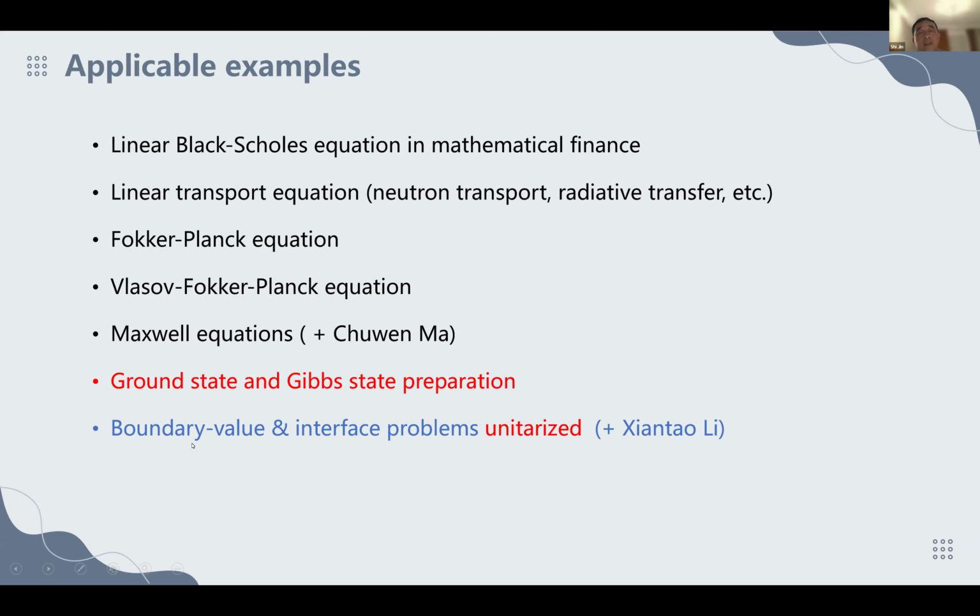And also, when you solve a PDE, you may have a boundary value problem or some interface problem. You have waves propagating through different media. And of course, usually the boundary value operators are not unitary operators. But we can use the same transformation to transfer a non-unitary boundary value operator into a unitary one. Also for interface conditions, for example, a wave transmission and reflection through a barrier, all these operators can be unitarized.